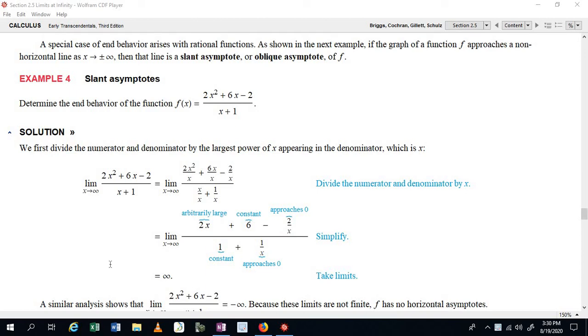Hello again. In this video, I'm going to go over section 2.5, part 4. And what we're going to do in this section is continue to look at the end behavior of rational functions like we did in the last video. But in this case, we're going to look at a special case where the end behavior for the rational function results in having slant asymptotes.